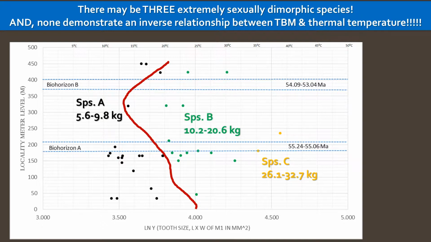Species B is our mid-sized species, highlighted in green. Its total body mass range estimation is 10.2 to 20.6 kilograms. Finally, we have species C, highlighted in yellow. Since we only have 2 specimens of species C so far, it is difficult to make inference on its size range or total body mass pattern with paleotemperature. There is a possibility that perhaps this species moved out as paleotemperature began to increase again, giving some explanation as to why we have such a small sample of them. However, the estimation of the 2 specimens' total body mass range are respectively 26.1 kilograms and 32.7 kilograms.